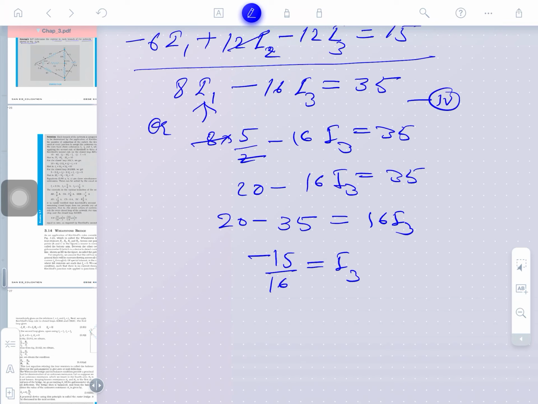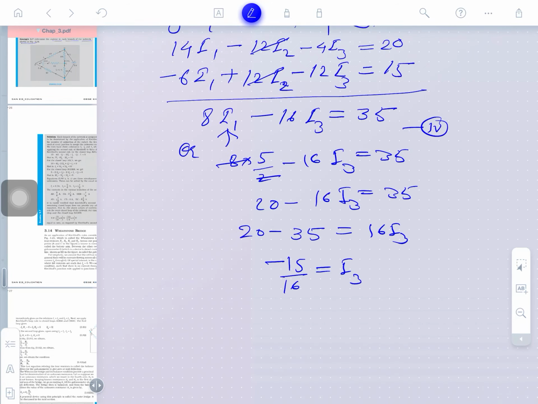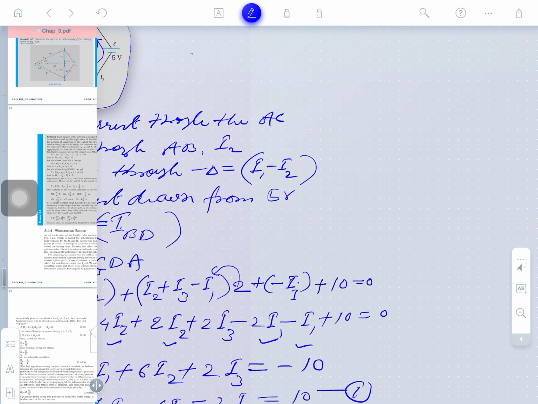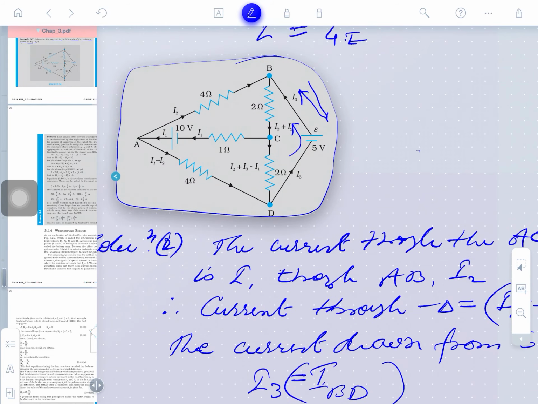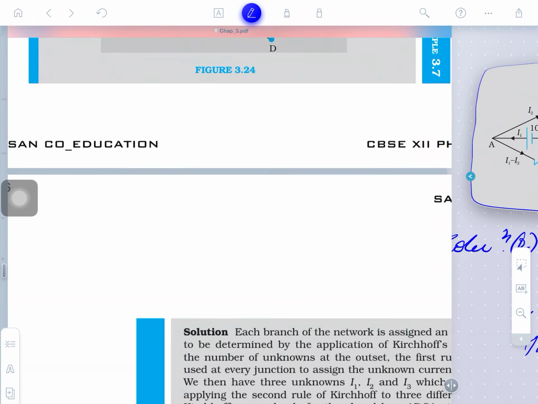However, the current is appearing negative. Negative can be there. What does the negative mean here? It means your supposition is wrong. Where is the I3 coming here? So I3 is here in this direction. It means the current is not flowing this way, the current is flowing in this direction. The answer is not wrong here, but you have to check the answer from yours.